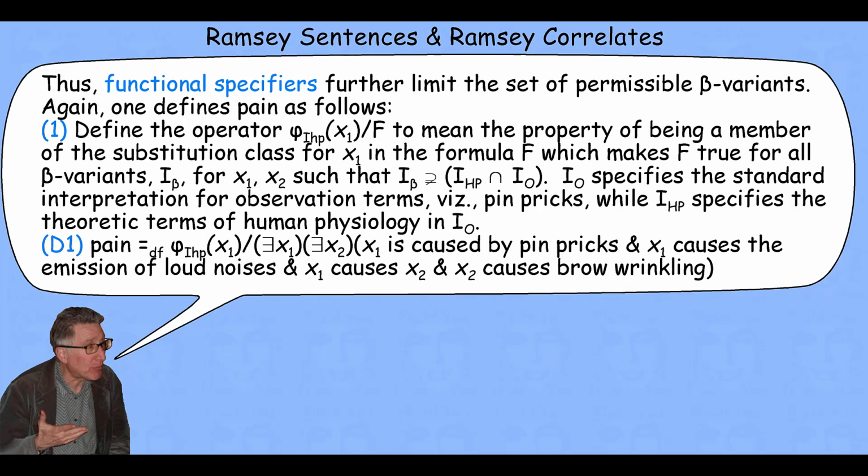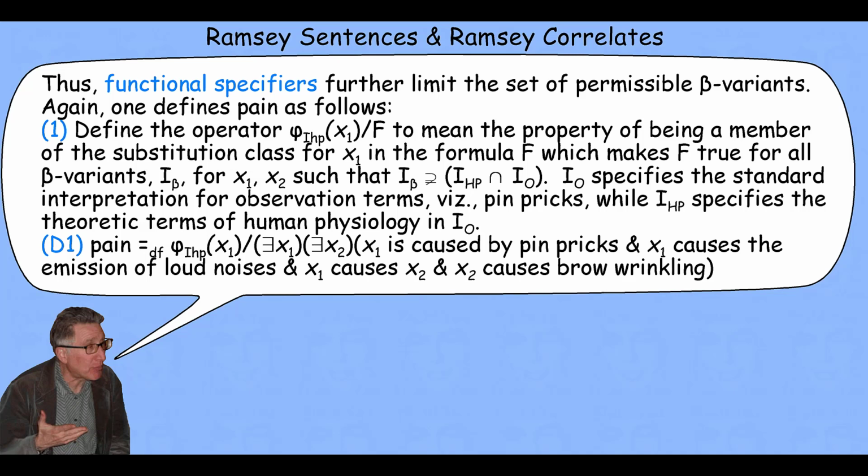We can then define pain in the spirit of the functional specifier by saying pain equals, by definition, the phi_IHP of x1 such that there is at least one x1 and at least one x2, and x1 is caused by pinpricks, and x1 causes the emission of loud noises, and x1 causes x2, and x2 causes brow wrinkling. So in other words, the functional specifier wants to further delimit the set of possible interpretations, the set of possible mappings that we can make from those variables in our theory to things in our object language.